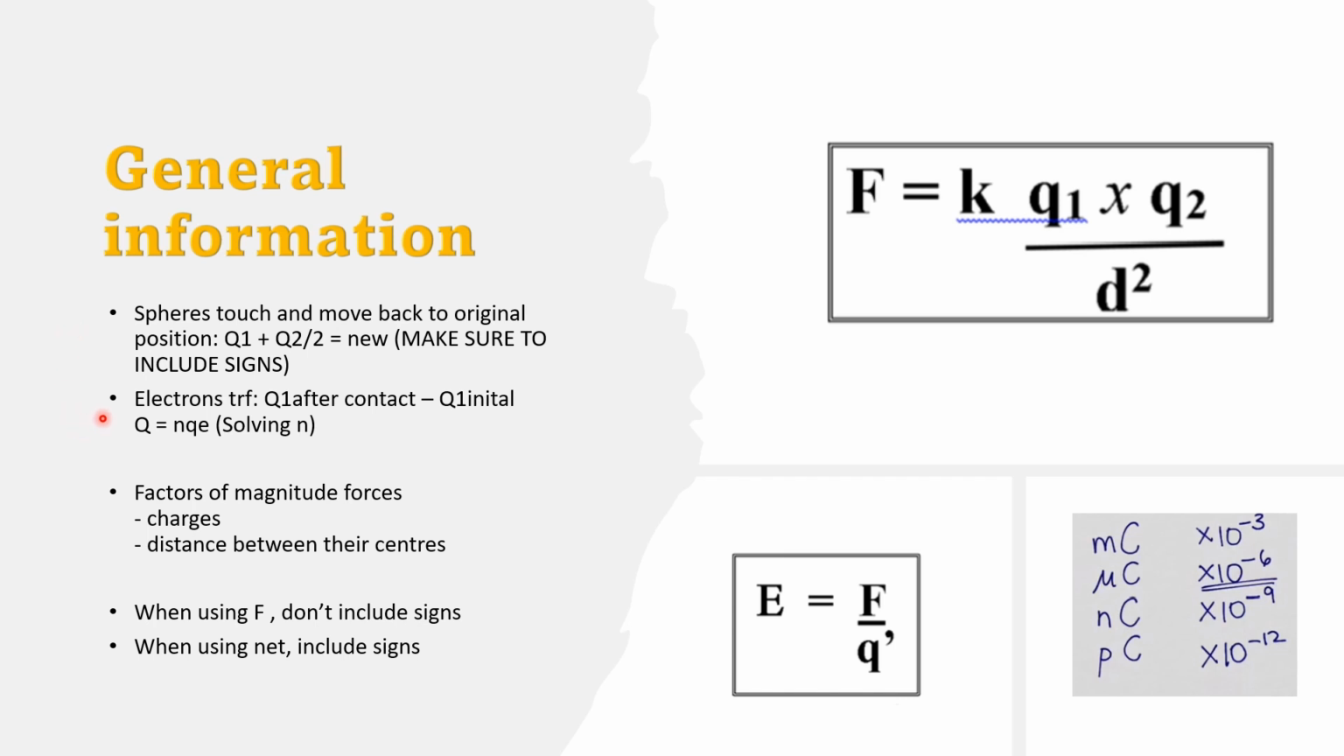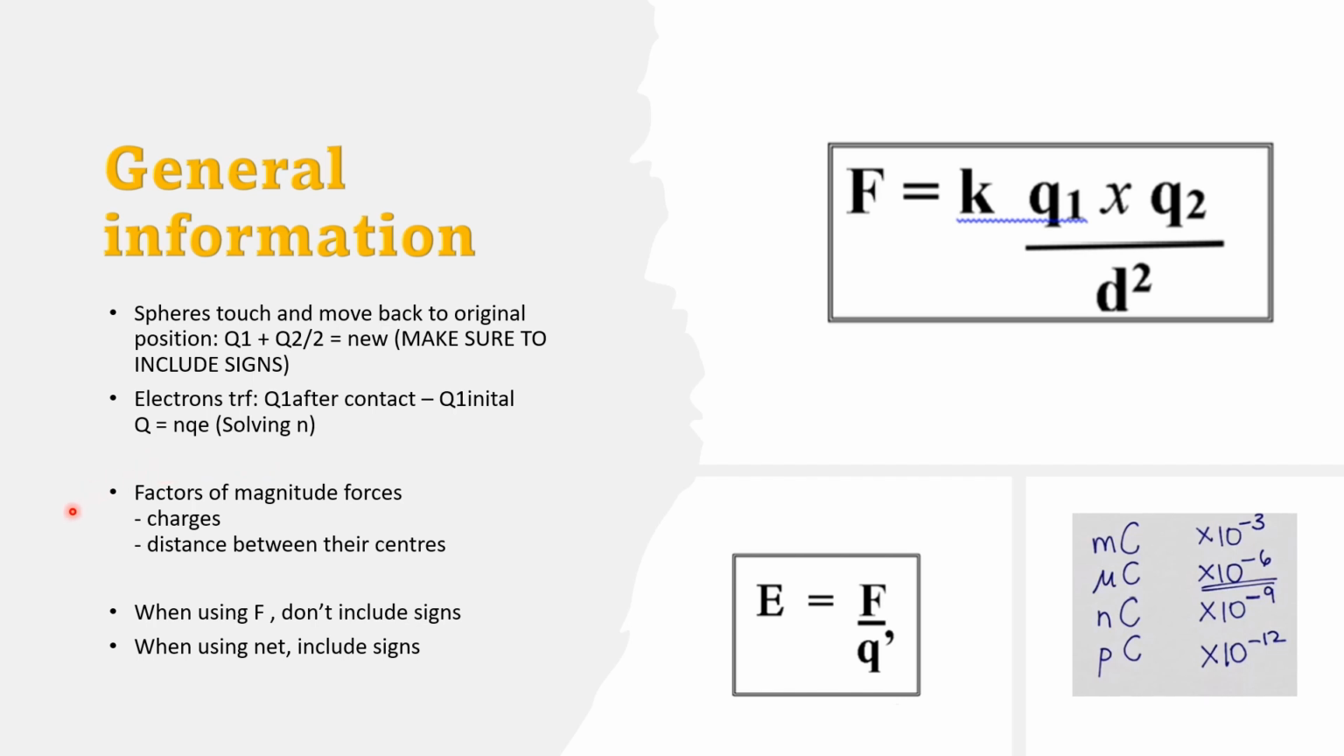And if they ask you how many electrons are transferred, you'll say Q1 after the contact, meaning this new amount that you get here, minus the Q1 initial, which they gave you initially, and then that is your coulombs. However, they ask you electrons, so you need to use this formula to work out the number of electrons.